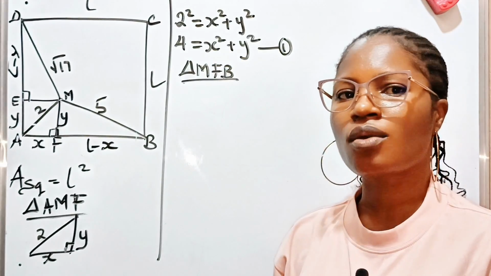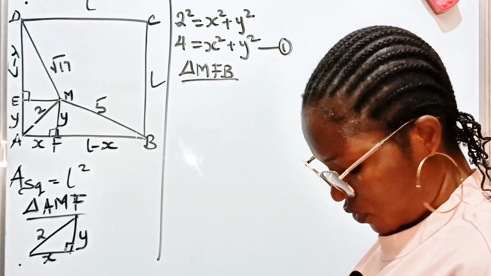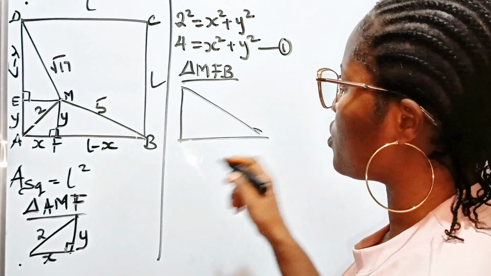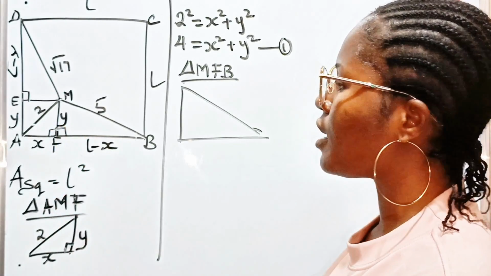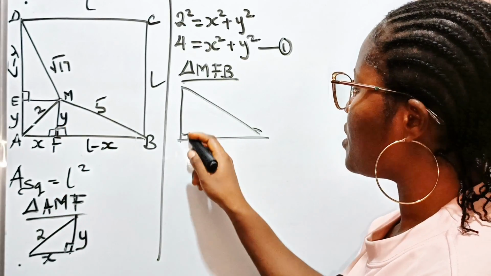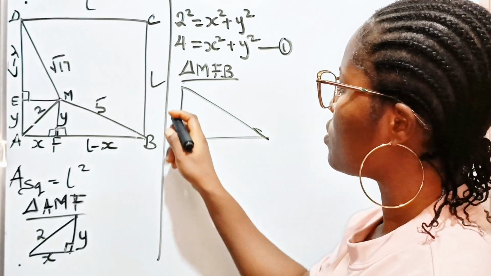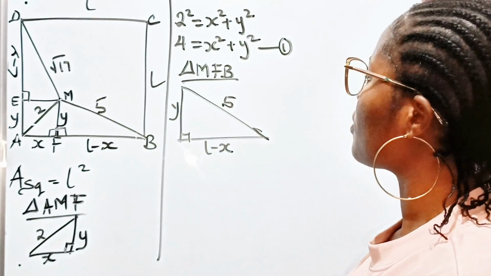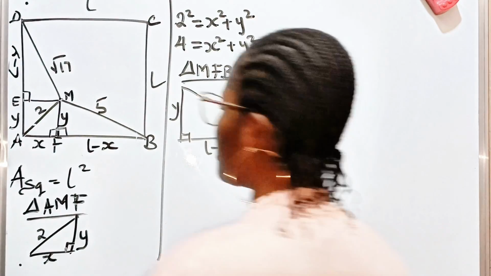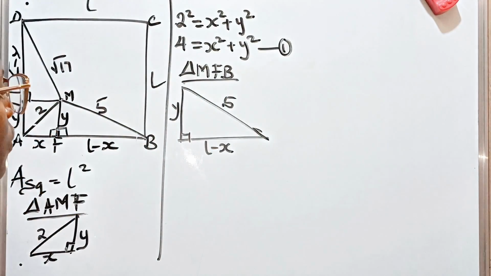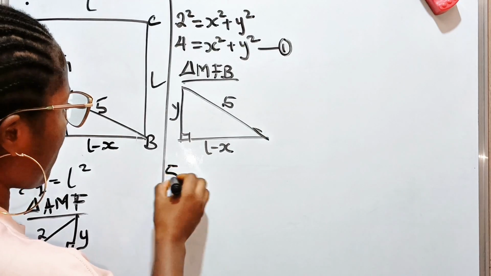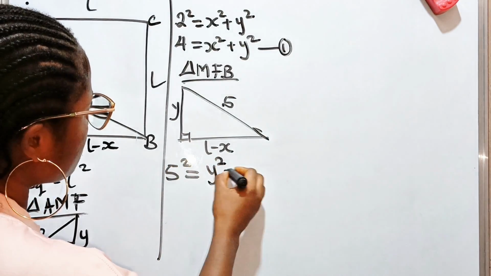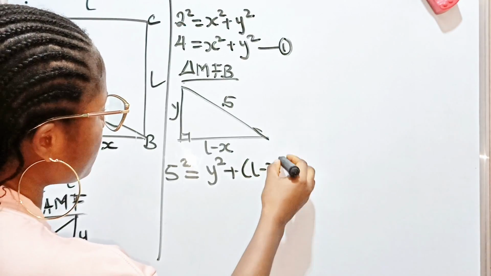Let's consider triangle MFB. If we do that, then using the Pythagorean theorem as well, because if this is 90, this is 90 as well, that means this is a right angle. So here is Y, here is L minus X, and here is 5. So using the Pythagorean theorem also, we have that 5 squared is equal to Y squared plus (L minus X) squared.